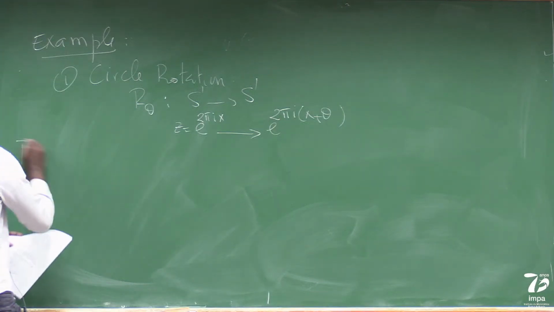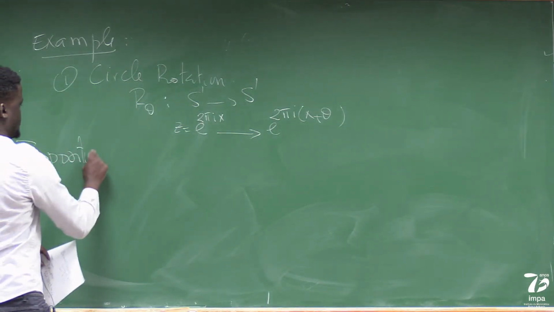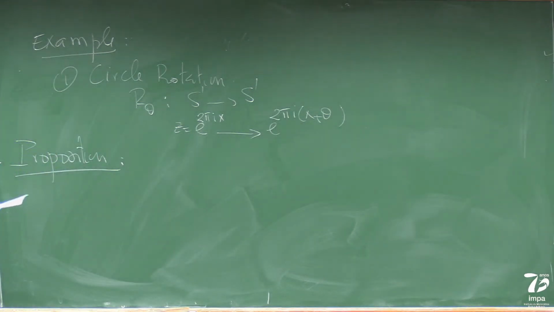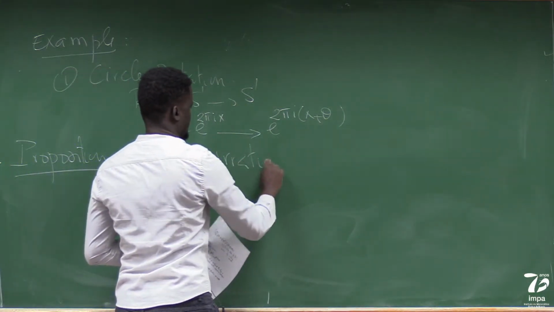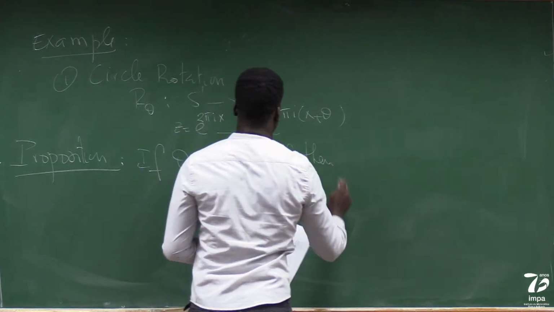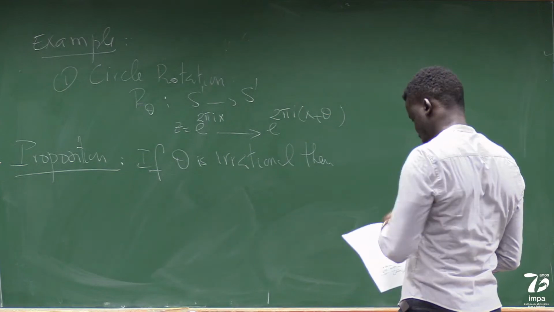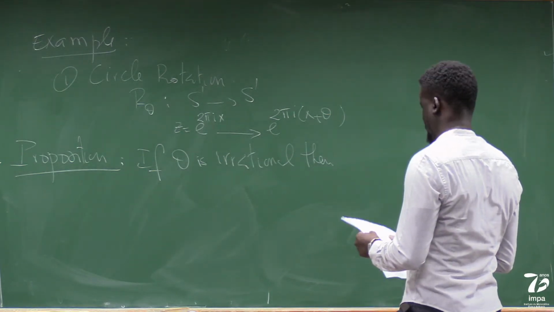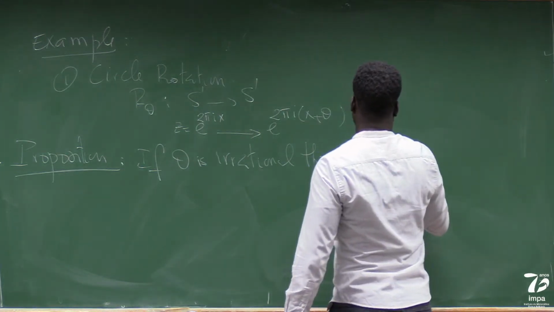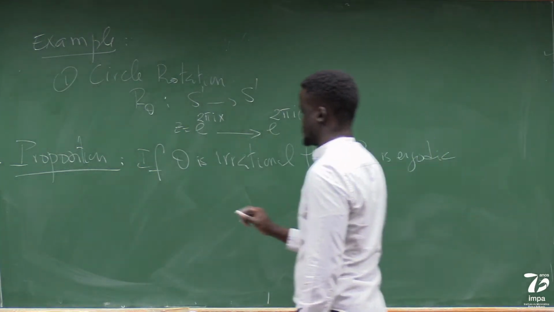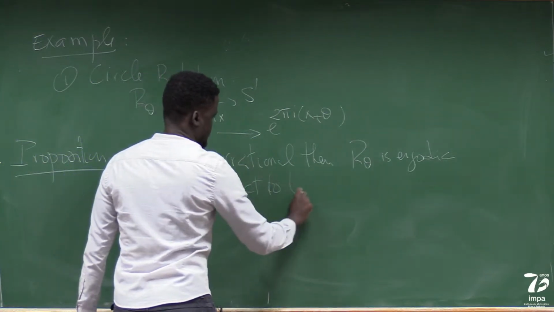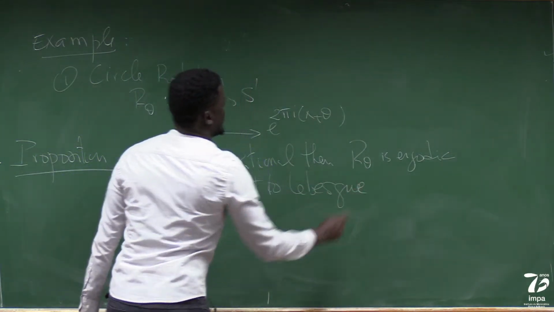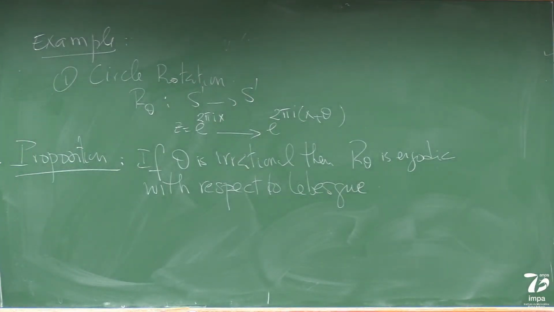So, proposition. If theta is irrational, then R_theta is ergodic with respect to Lebesgue. Let's write Lebesgue as m.